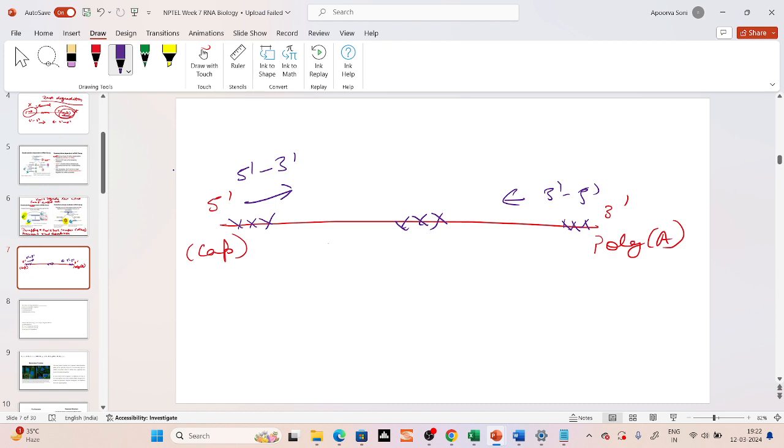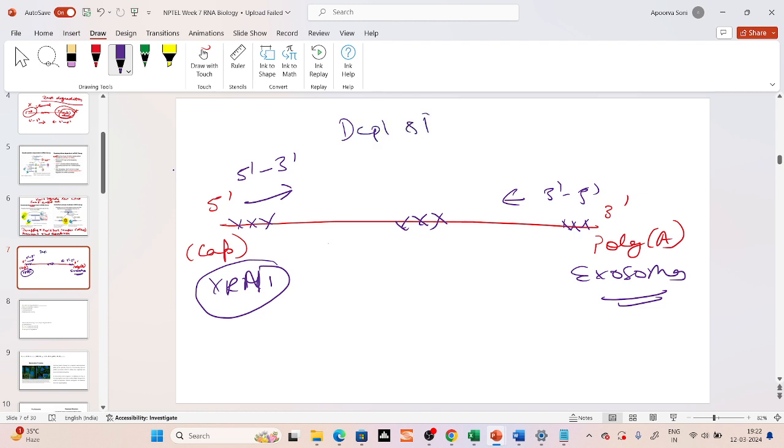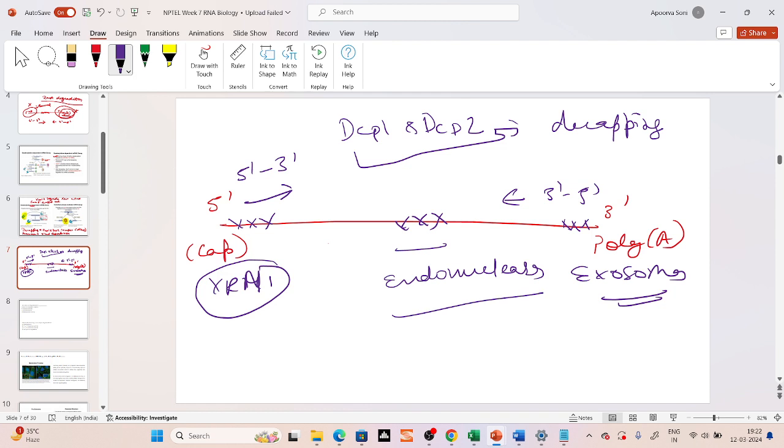Or RNA decay can start from the middle. XRN1 will degrade from the 5' end. Exosomes degrade from the 3' end. These two things remain the same. The DCP1 and DCP2 complex is required for decapping. And here, endonuclease. This is the gist of the whole RNA decay.